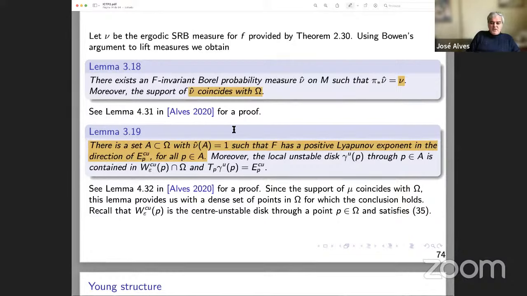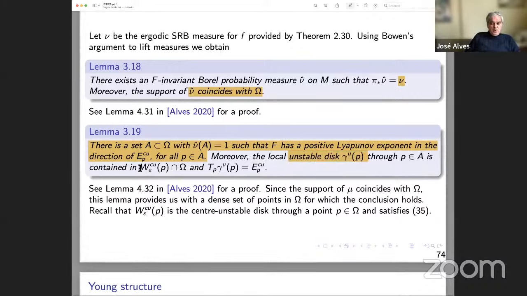So if it has a positive Lyapunov exponent, it is because it projects down to the measure, which is the good measure in the circle, and in the circle we have a positive Lyapunov exponent, so we can manage to prove it has a positive Lyapunov exponent above. And so with that, we have local stable disks.